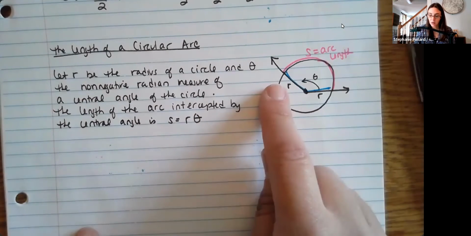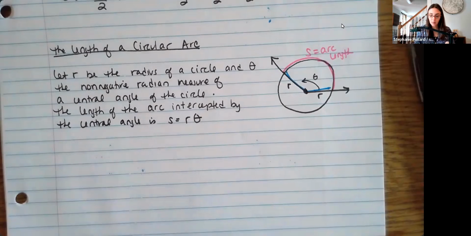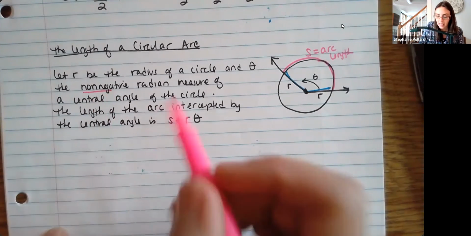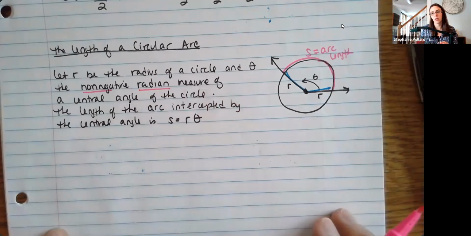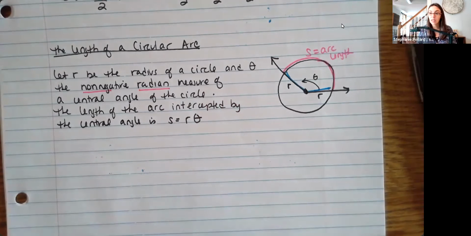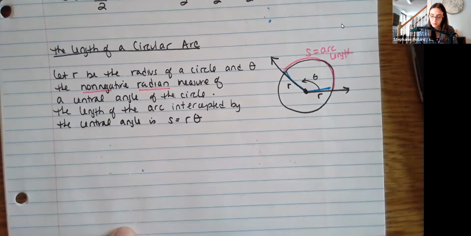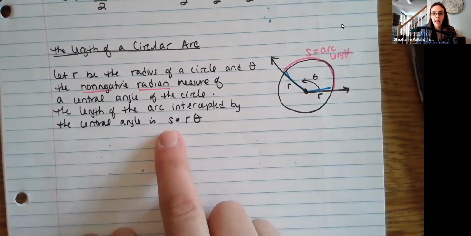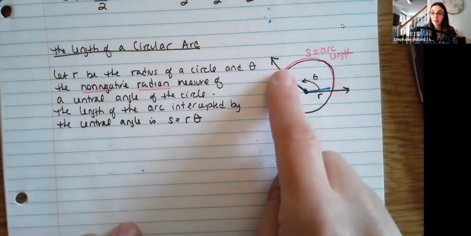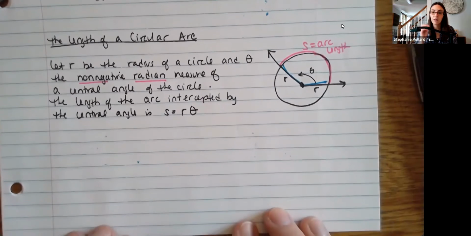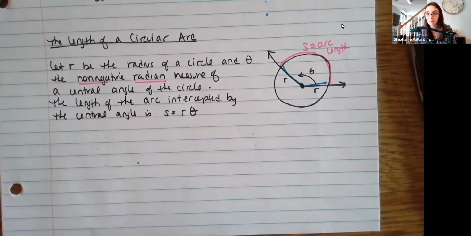Theta is going to be the angle that's created. But using this formula here, it does have to be non-negative, so we're going in the positive direction. And we strictly talk about radian measure here. So if you have something that's in degrees, you're going to have to convert it to radians first. Then we can find the arc length of that circle by using the following formula. S, which is the arc length, that pink part right here, how long that part of the circle is, is given by the radius times the angle.